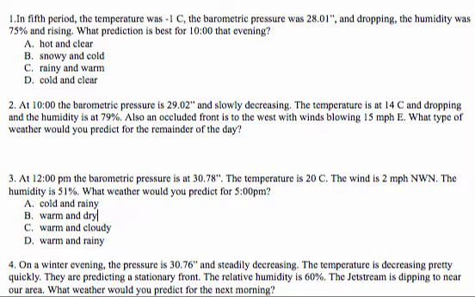Let's look at C, rainy and warm. Well, it's definitely not going to be rainy because of the temperatures. If there's precipitation, it's going to be snow. And warm is ruled out by the -1 degree Celsius.